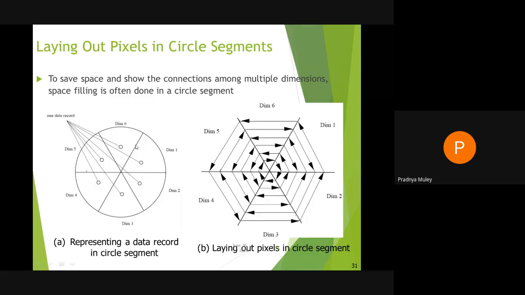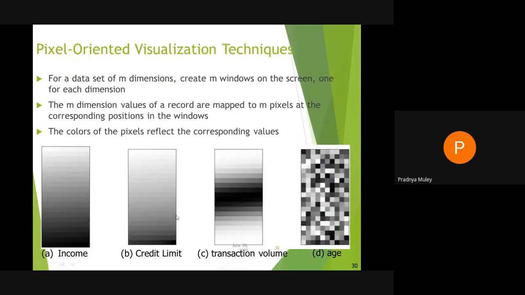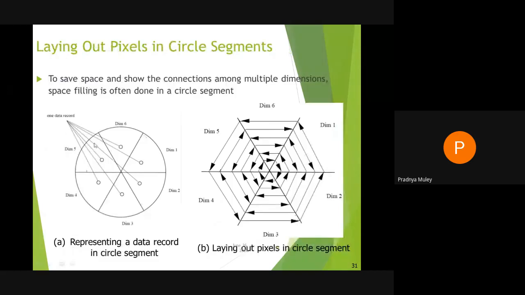Now what are dimensions? Dimensions are these: here, income, credit limit, that means columns of a database. So these are dimensions, and this is one record. Suppose we take one data record, we can plot all dimensions. The first dimension is, suppose, income, the second is credit limit, the third is age. So all these points have been drawn over here for a single record. Okay, so it represents a data record in a circle segment, right?